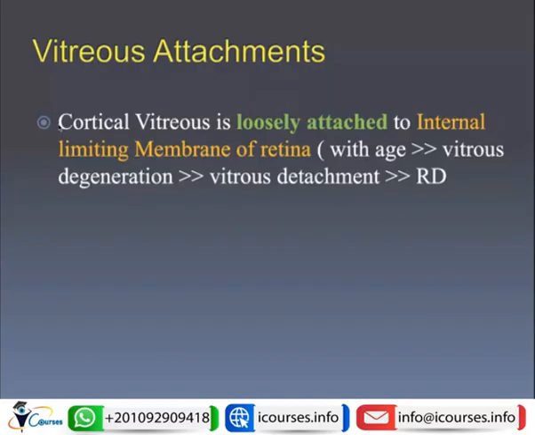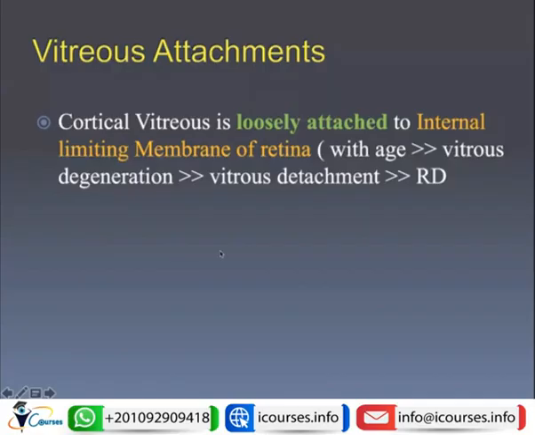Okay, so back to the vitreous attachments. We have the cortical vitreous, meaning the peripheral part of the vitreous. The cortical vitreous is loosely adherent to the internal limiting membrane of the retina. The internal limiting membrane is the innermost layer of the retina, as we will see in a while. So the cortical vitreous is loosely attached to it.